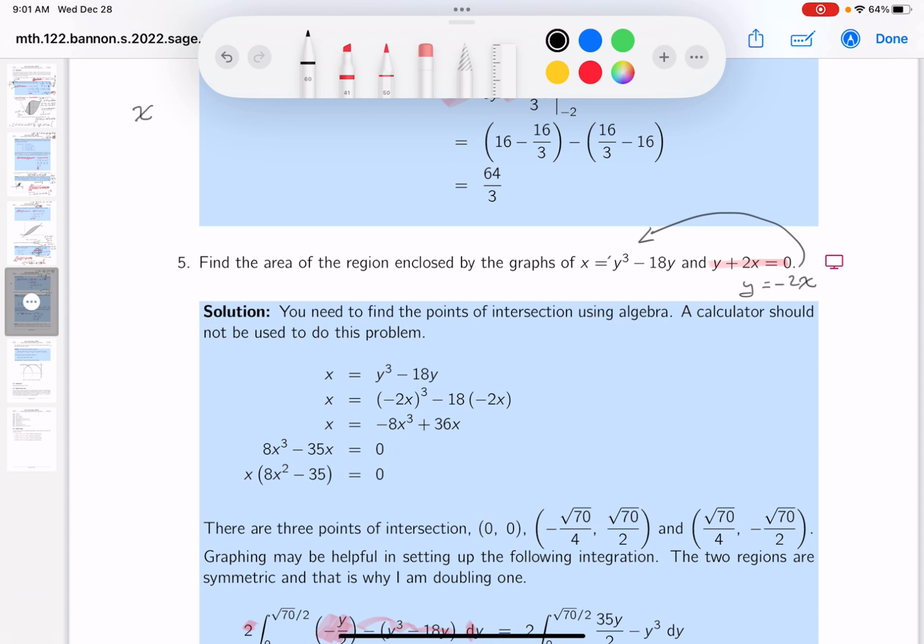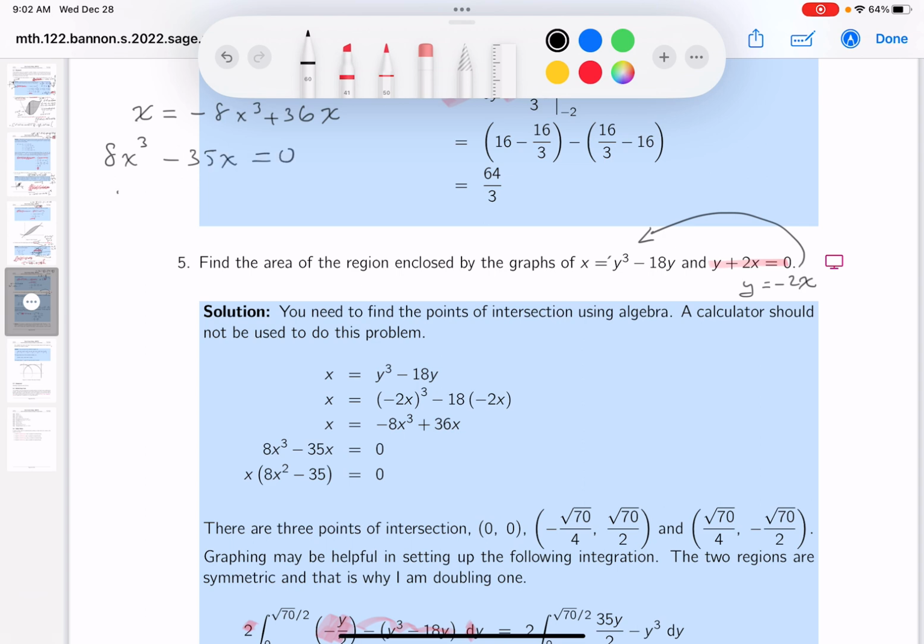You would get x equals, well, it's going to be y cubed, which is going to be minus 8x cubed. Then it's going to be minus 18y, and that's going to be plus 36x. Let's see if I did that right. Minus 18 times 2, yeah, 36. All right? So I'm going to rewrite it a little differently. I'm going to write it as 8x cubed minus 35x equals 0.